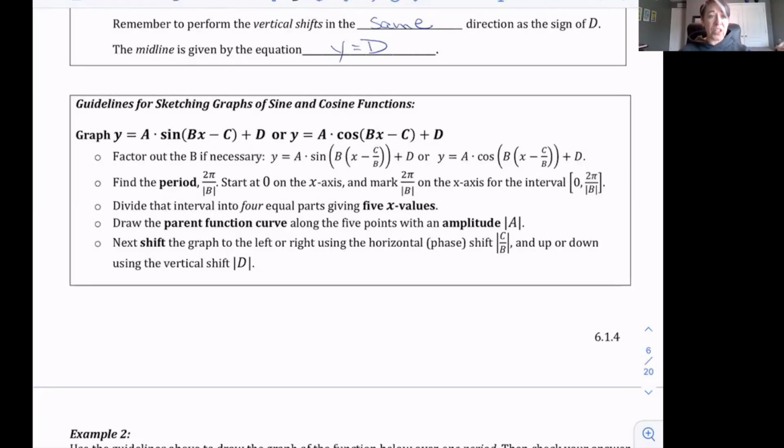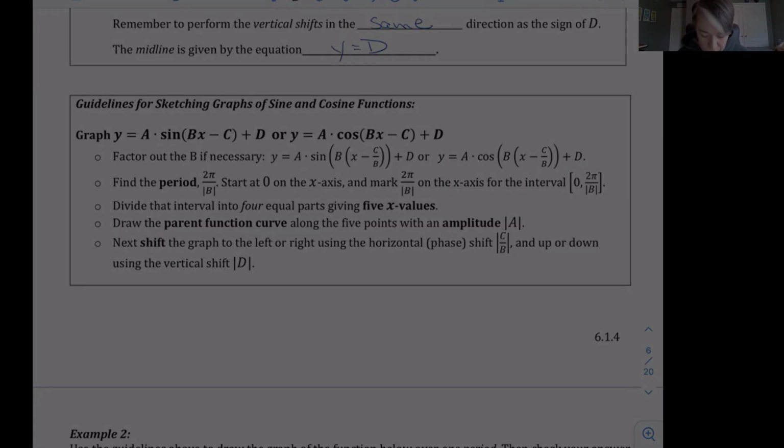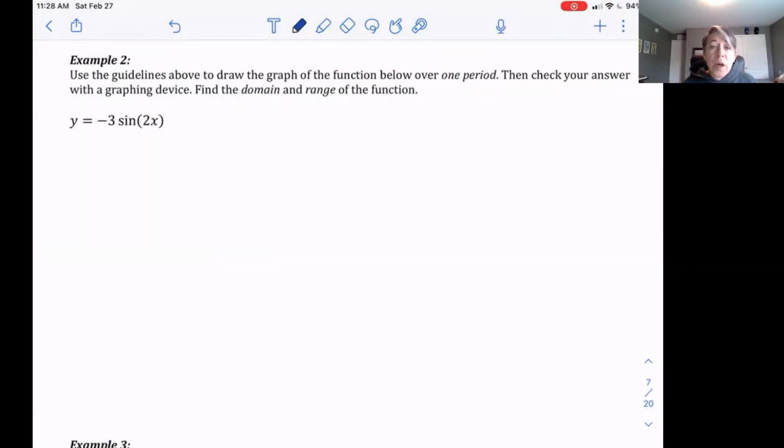In this box here are guidelines for sketching the graph. So I've kind of written out the steps of what to do, but instead of us walking through that, let's actually jump to an example first. So we're going to use the guidelines above to draw the graph of the function over just one period. And then we're going to check our answer with a graphing device, and find the domain and range of the function.